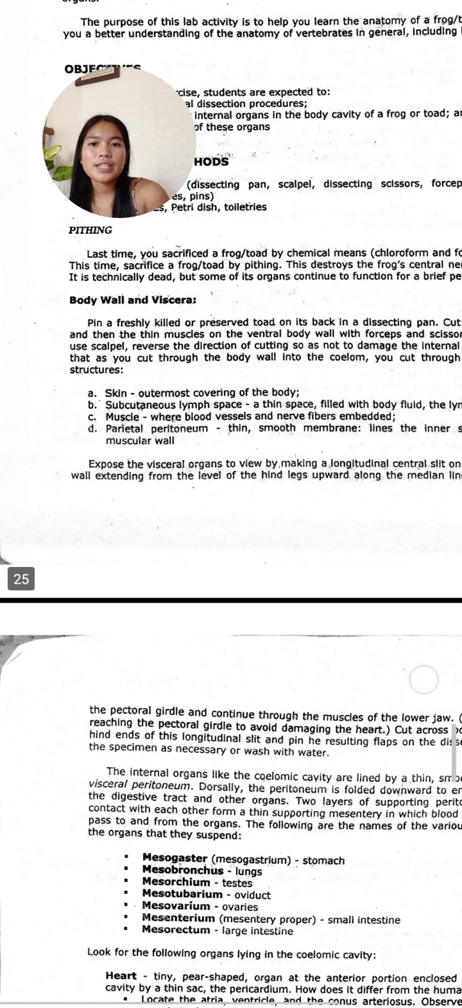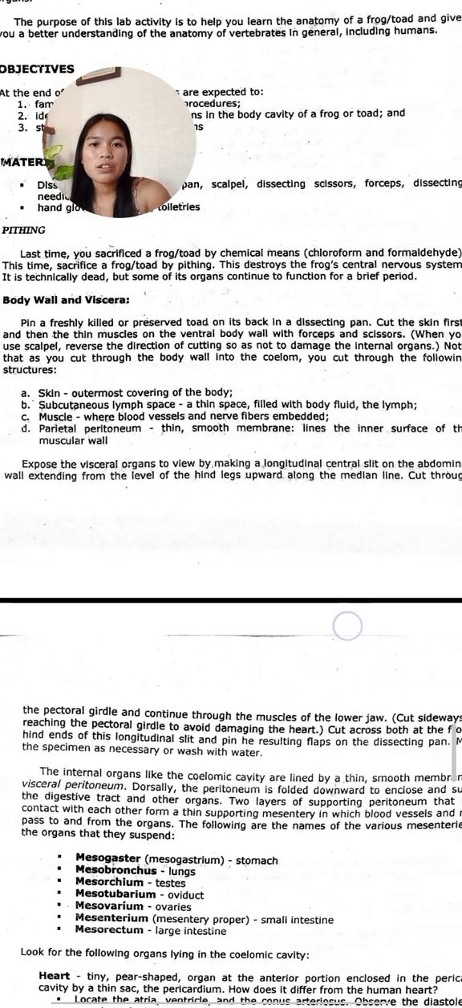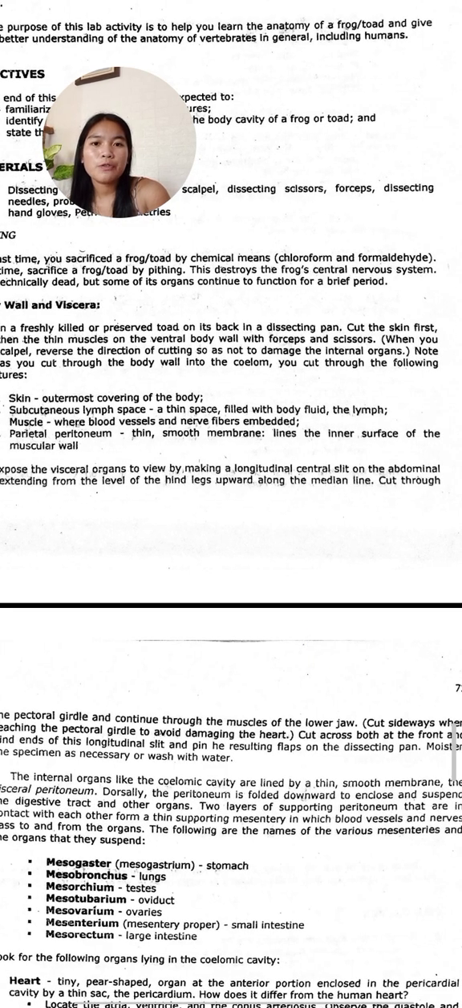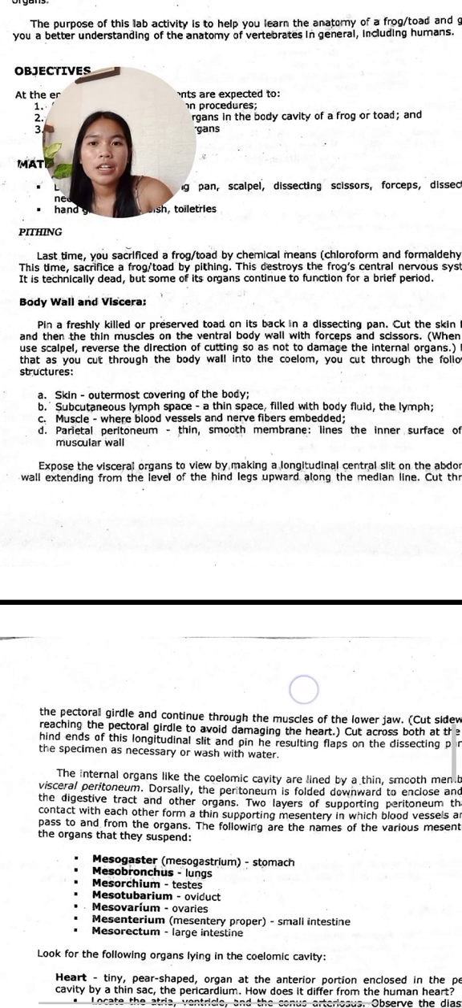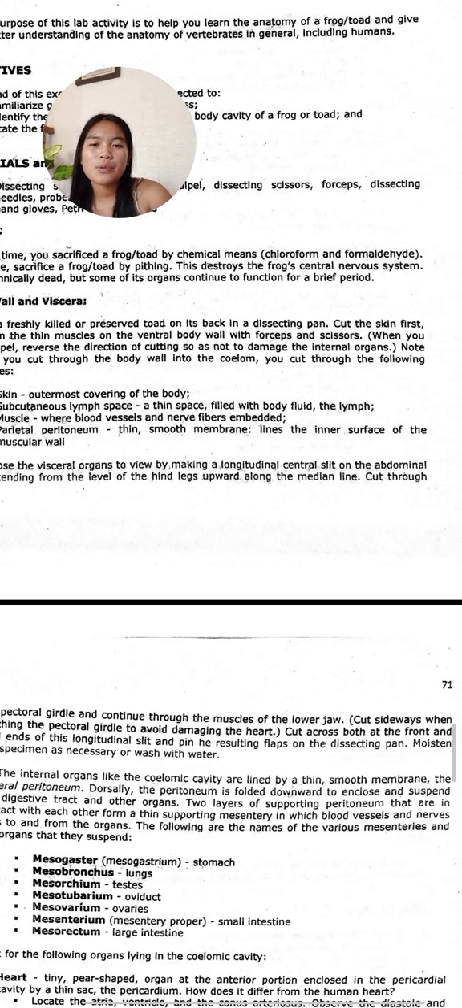Cut the skin first and then the thin muscles on the ventral body wall with forceps and scissors. So the frog, we would cut it. Then we cut the thin muscles on the ventral body wall. And then, when you use a scalpel, reverse the direction of cutting so as not to damage the internal organs. So if we dissect a frog or toad, we need to be careful not to cut or damage the internal organs of the frog.